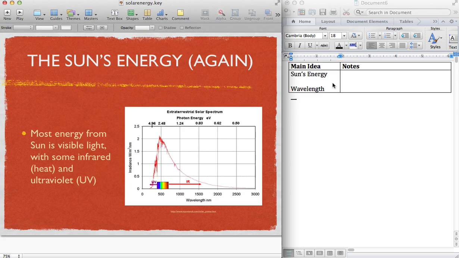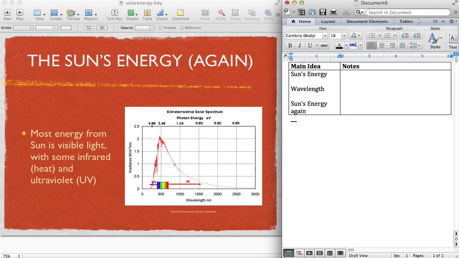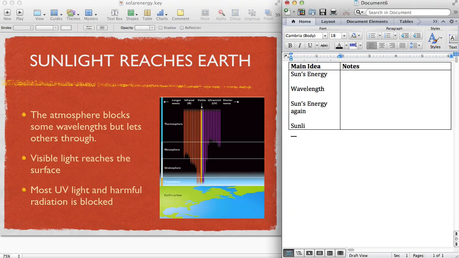So most energy from the sun comes as visible light. Again, most energy from the sun is visible light, along with some infrared and some ultraviolet. Right? Infrared is just another way of saying heat, and ultraviolet is beyond violet, beyond purple, so even shorter wavelengths than purple. Now, what happens to all of this?